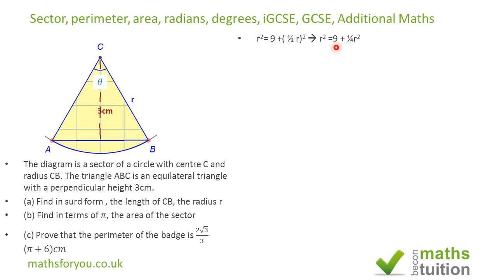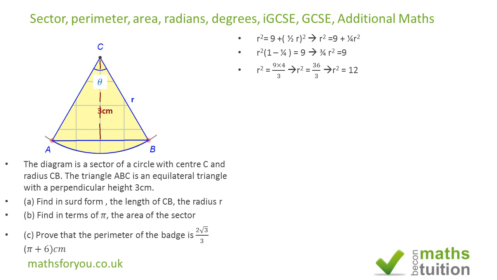If we then move 1/4 R squared to the left hand side and isolate R squared, we have R squared into 1 minus a quarter is equal to 9. Now 1 minus a quarter is 3/4. So we now have 3/4 R squared on the left hand side is equal to 9 on the right hand side. If we then divide both sides by 3/4, we have that R squared is equal to 9 times 4/3, which is 36/3. And that gives us R squared is 12.